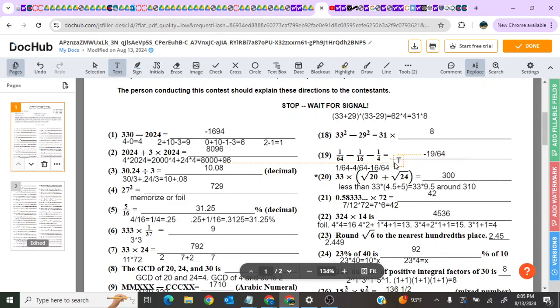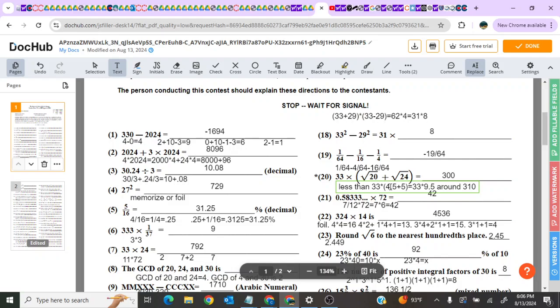20, 33 times square root of 20 plus square root of 24. Well, square root of 20 is pretty close to 4.5 squared, so we'll say it's that value. And square root of 24 is pretty close to the square root of 25, which is 5. So 33 times those two numbers added, 9.5. It's going to be a little less than that. 33 times 9.5, it's a little less than 330, around 310 or so. So remove a little from that, then you get a value of 300, which is in range.